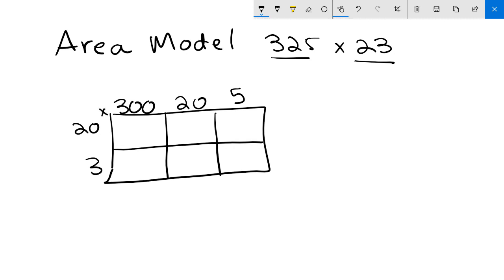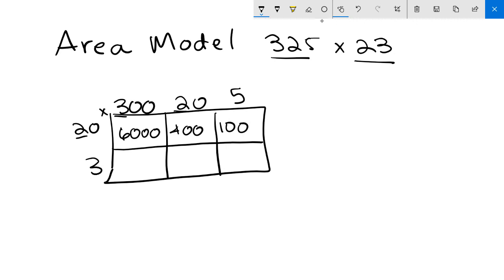And I like to draw my x's right here because I'm going to go 20 times 300. I know 2 times 3 is 6. Add the 3 zeros, 6,000. 2 times 2 is 4. Add the 2 zeros, I get 400. 2 times 5 is 10. Add the 0, 100. Okay, moving on.